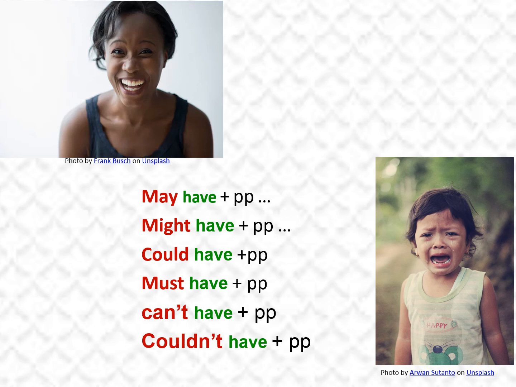And in the second picture, we have a child who's crying. Can you make a few sentences about the child? She must have lost something. She may have had a problem.